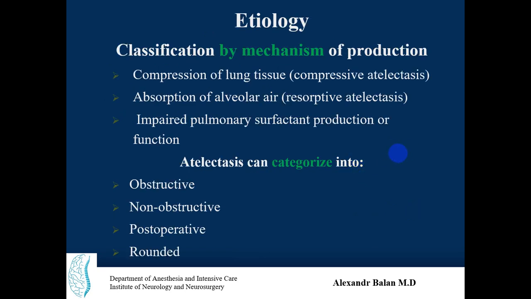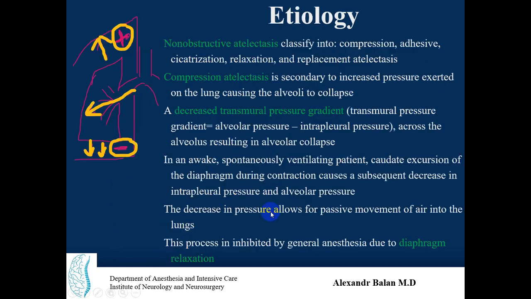Etiology by mechanism: we have many types, like compression of the tissue, or compressive; absorption of alveolar air, or resorptive; and impaired pulmonary surfactant production or function, a substance that is produced by the body at the level of the alveoli. Atelectasis can be categorized into obstructive, non-obstructive, postoperative, and rounded. Non-obstructive atelectasis is classified into compression, adhesive, cicatrization, relaxation, and replacement atelectasis.